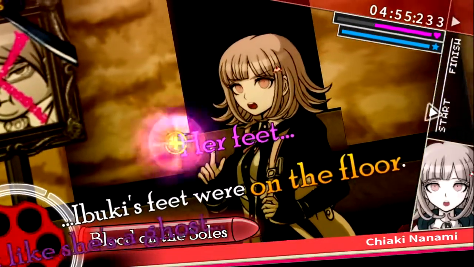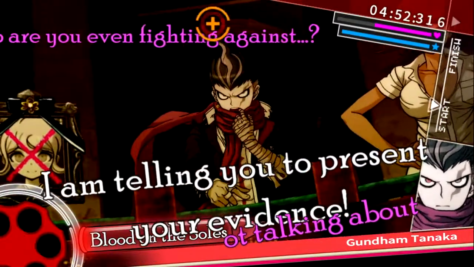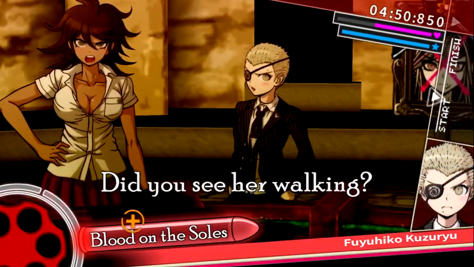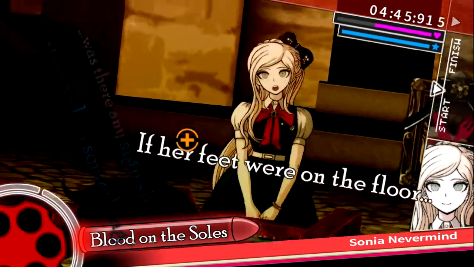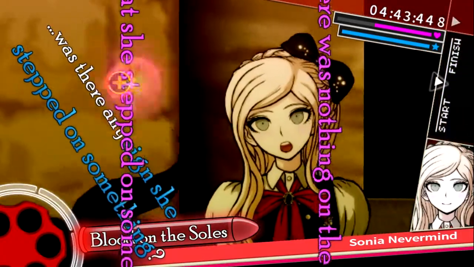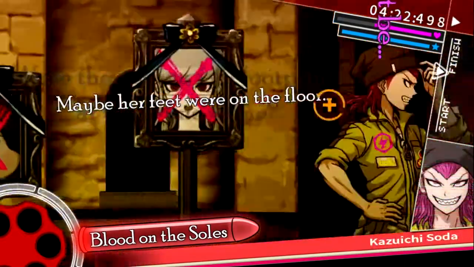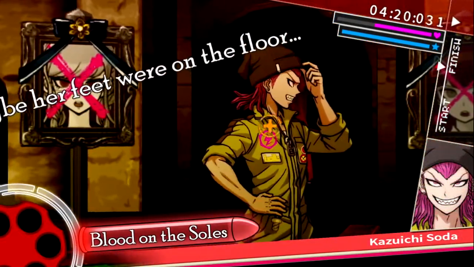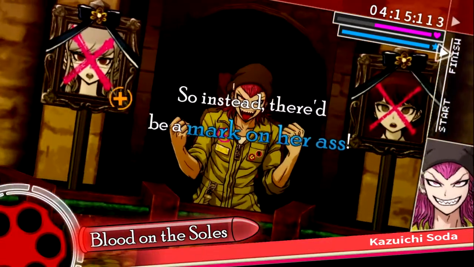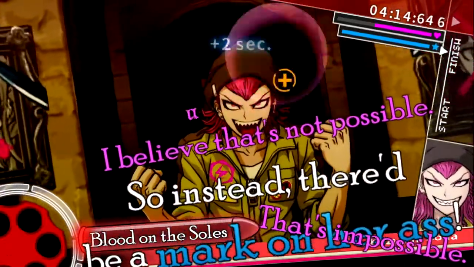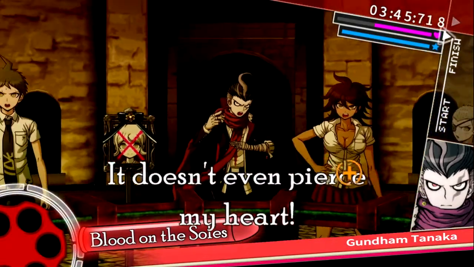Ibuki's feet were on the floor. I am telling you to present your evidence. Did you see her walking? No. If her feet were on the floor, was there any sign she stepped on something? Yeah, that's where we're gonna use it. Were there even any footprints at the crime scene? Maybe her feet were on the floor. But she was like sitting or something. So instead, there'd be a mark on her ass. Weak, I say! It doesn't even pierce my heart.